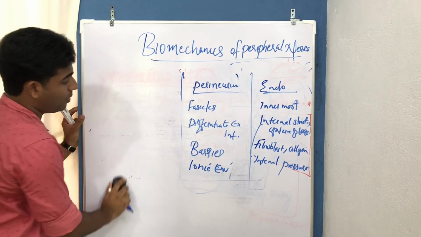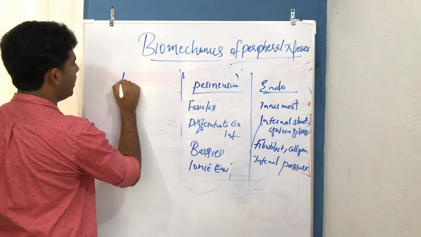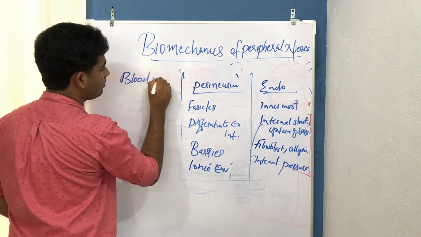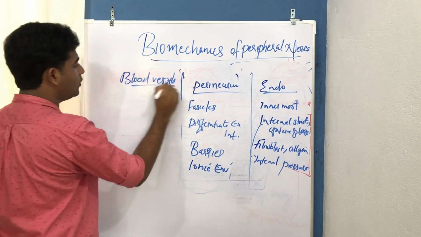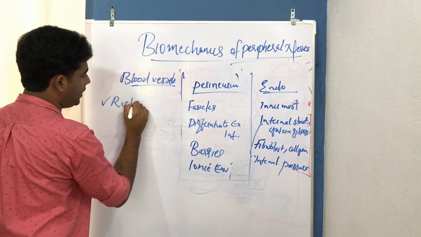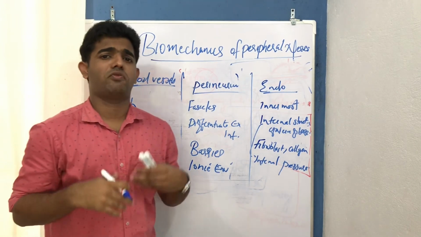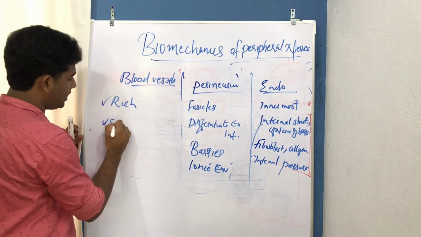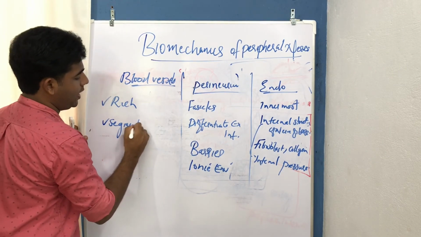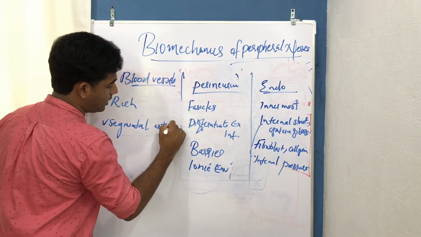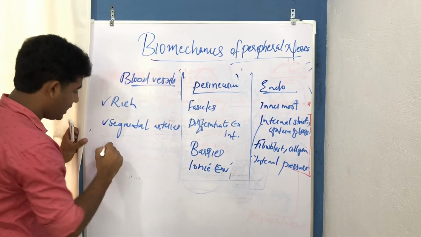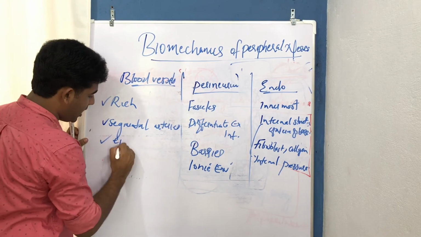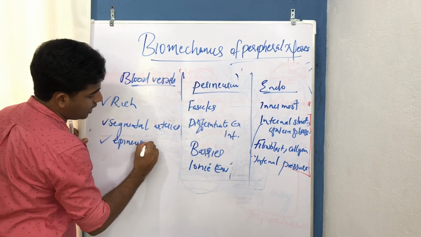That is the blood vessels. Okay, you know that the nerve fiber is richly abundant in blood vessels. It has a rich abundance of blood vessels. They are provided by segmental arteries. Okay, and these segmental arteries reach the epineurium, the outermost covering.